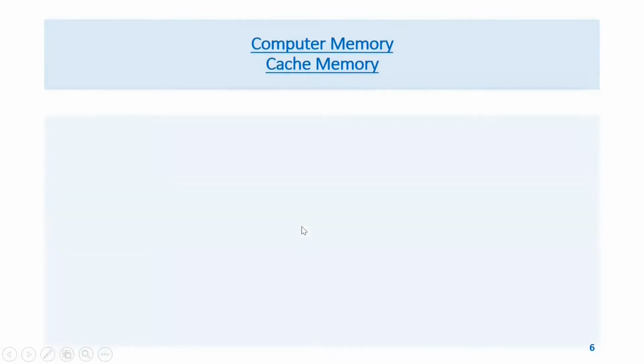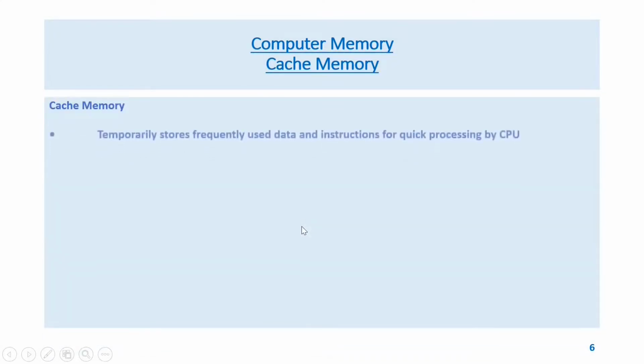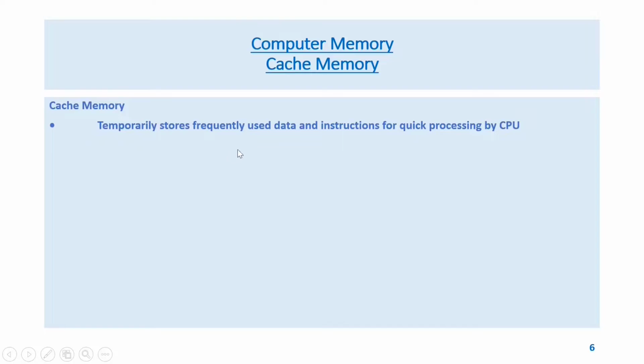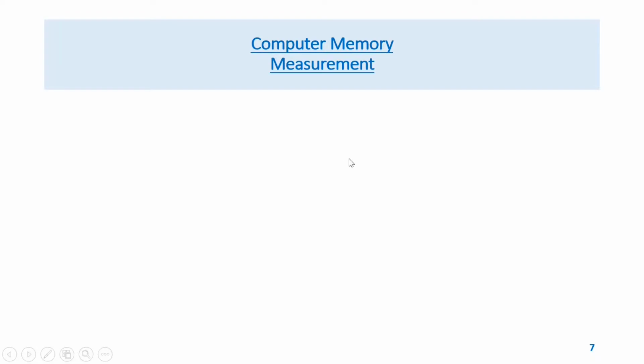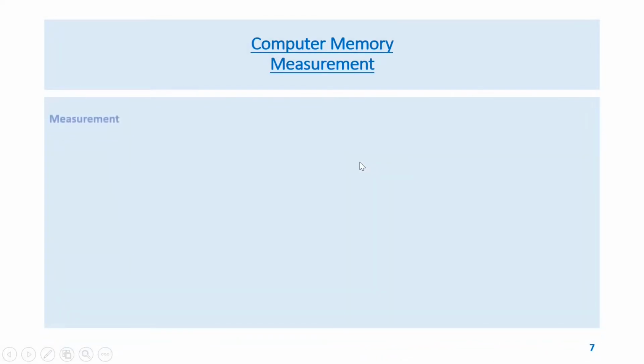Now let us look at cache memory. Cache memory temporarily stores frequently used data and instructions for quick processing by the CPU. The CPU first checks the cache, and if the information is not there, then it checks the main memory. It is expensive.